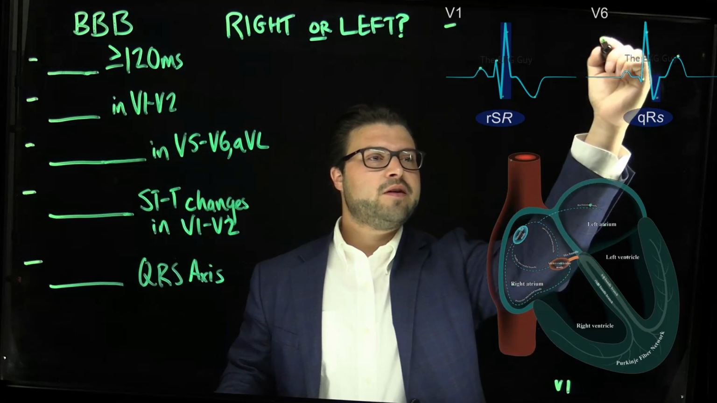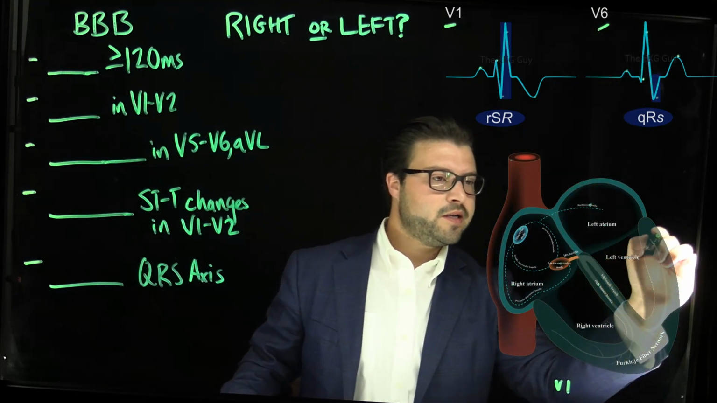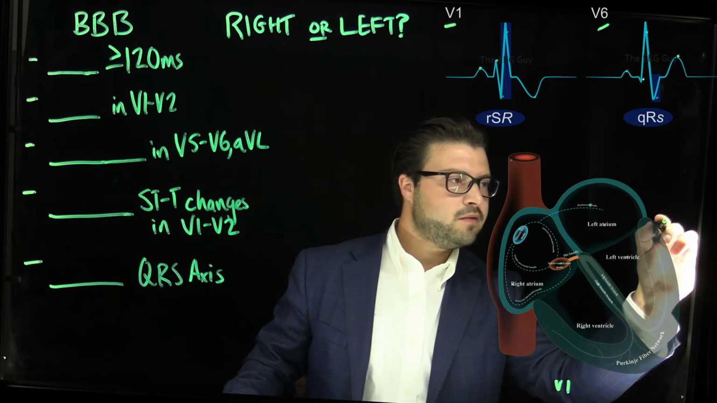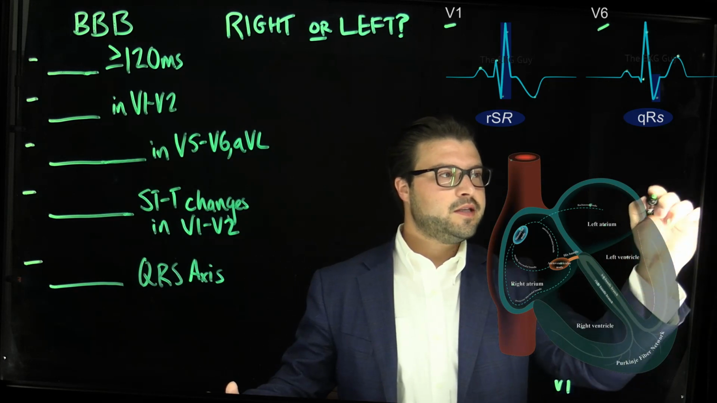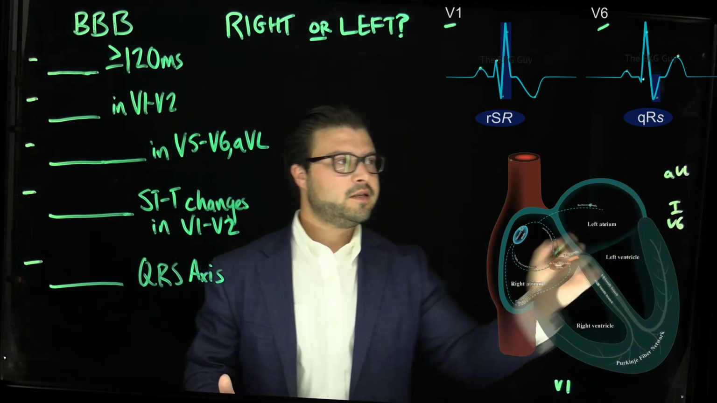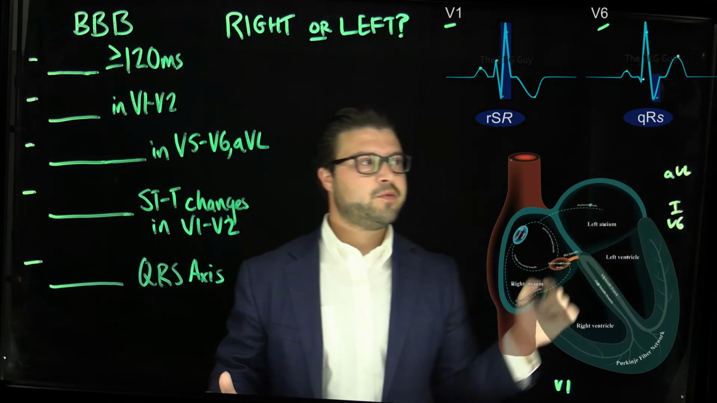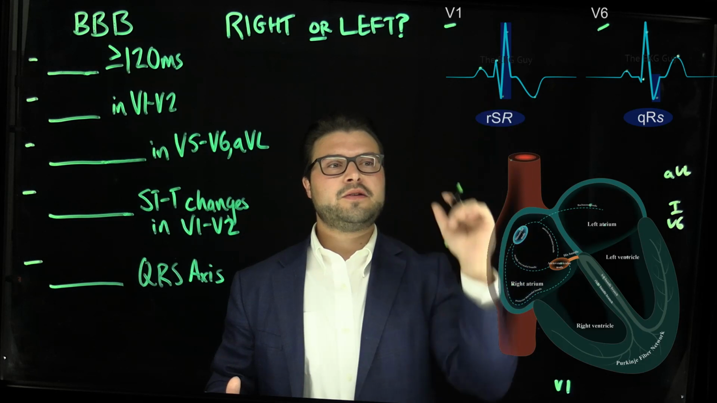And then we also have V6 here. V6 is this one, and we're going to put it here, on the edge. And then we have a few other leads there. Let's put one here, and we'll put high lateral lead aVL up here. So let's take a look at naming this first cycle in V1.